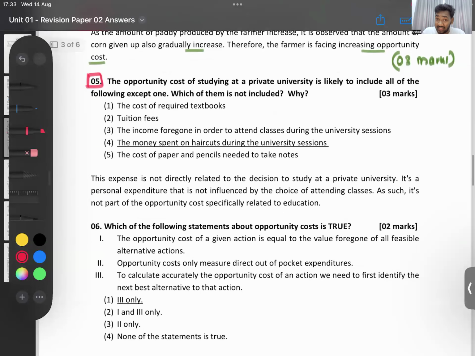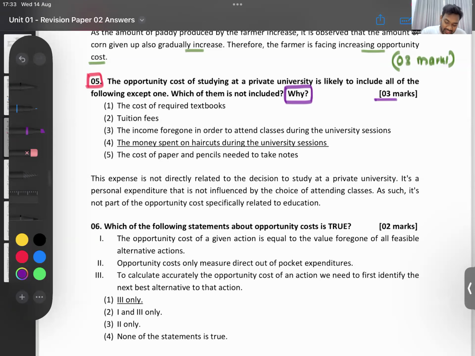Opportunity cost of study at a private university is likely to include all of the following except which one? And Lamai, some of y'all I saw in the answer. Now this is an MCQ, but 3 marks is there for this as well. You have to give a small explanation asking why. So which of the following will not be the opportunity cost?